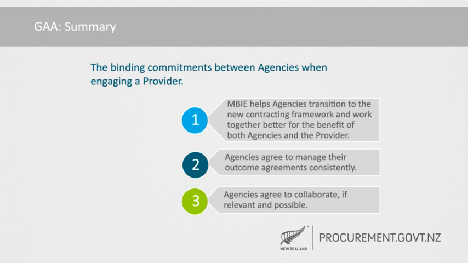Agencies also agree to identifying and assessing risks consistently and share information with each other wherever possible, so that outcome agreements are managed in a consistent way. All of this is aimed at reducing the duplication of contract management activity by agencies and in turn reducing the compliance burden agencies impose on providers.